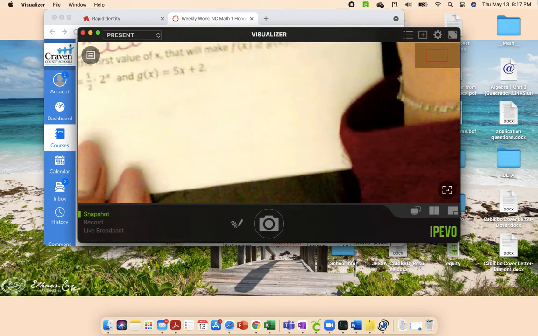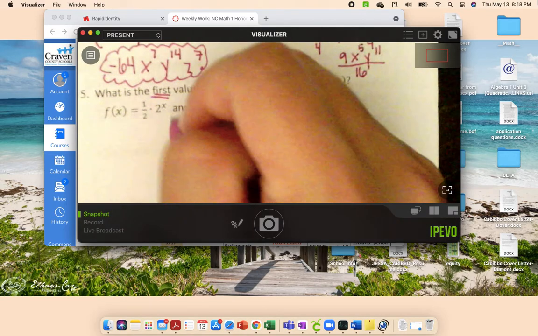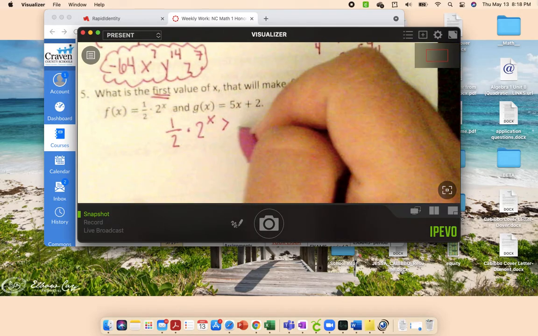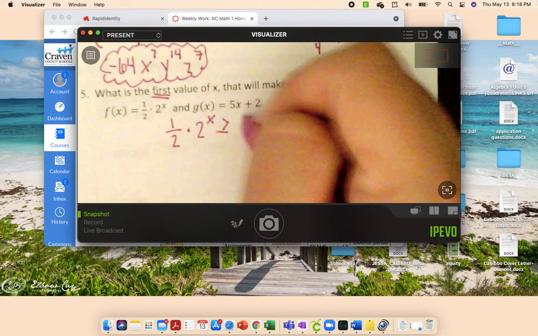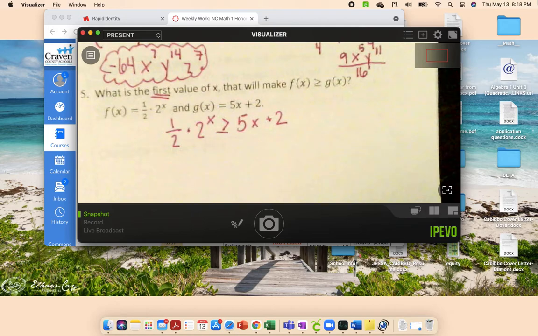All right. Question 5. I believe there's one of these on the practice EOC, and this is definitely one that really gets to students. So it says, what is the first? That's important that we understand it's first. What is the first value of x that will make f of x greater than g of x? So let's go ahead and write that. We've got 1/2 times 2 to the x power is greater than or equal to 5x plus 2. So we need to figure out what value of x will make this true.